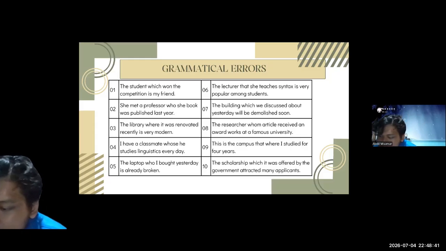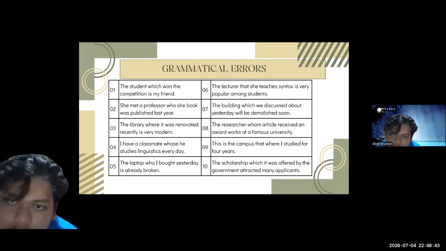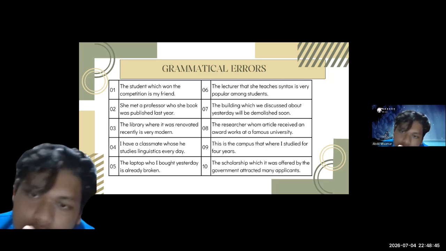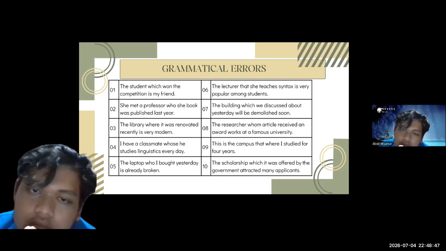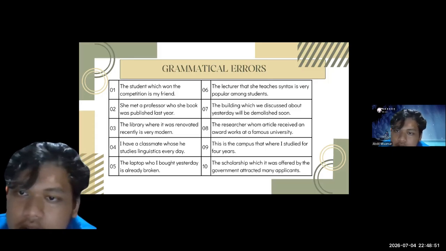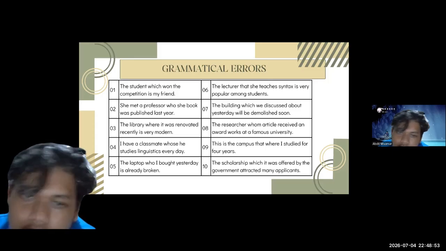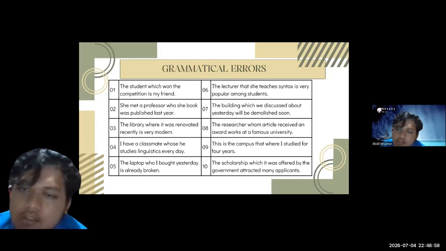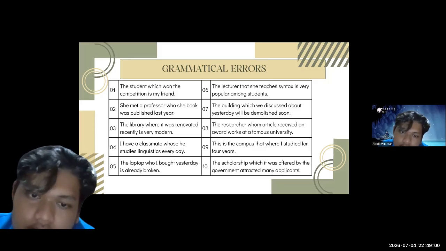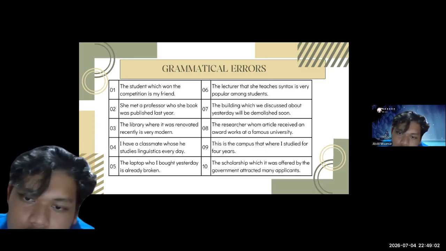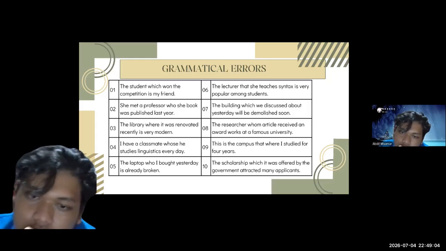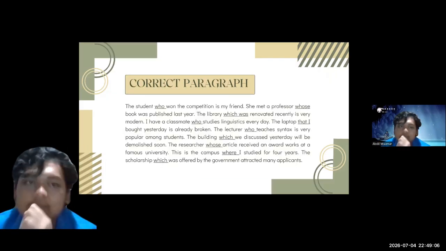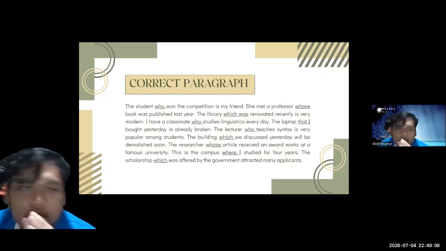Eight, the researcher from whom article received an award. The researcher whom article received an award worked at a famous university. Nine, this is the campus that where I studied for 4 years. And the scholarship which it was offered by the government attracted many applicants. This is the correct paragraph.